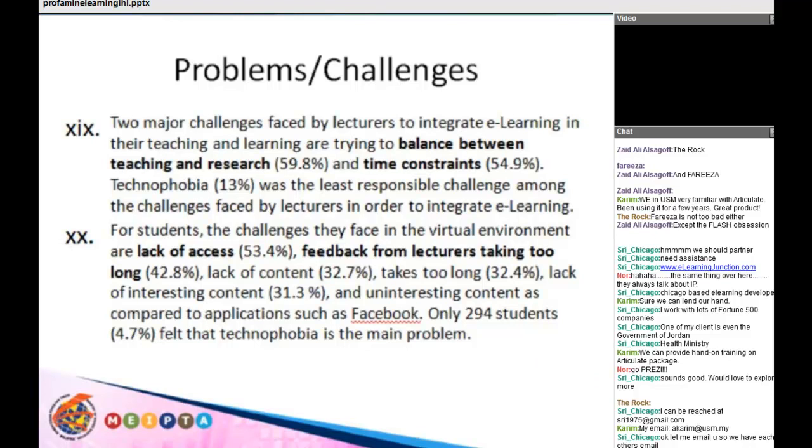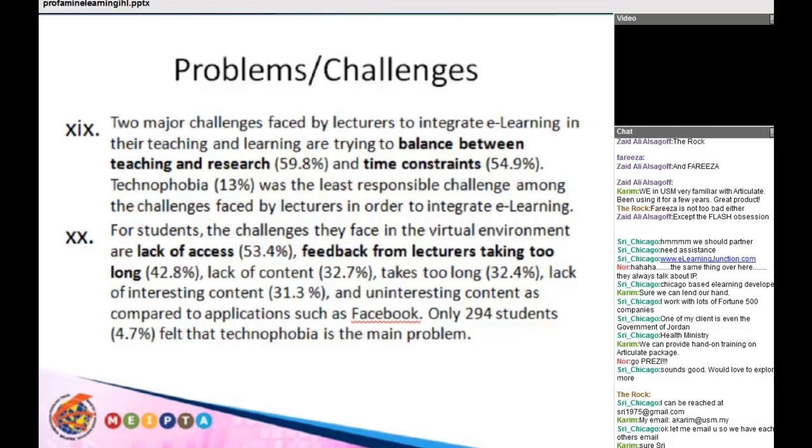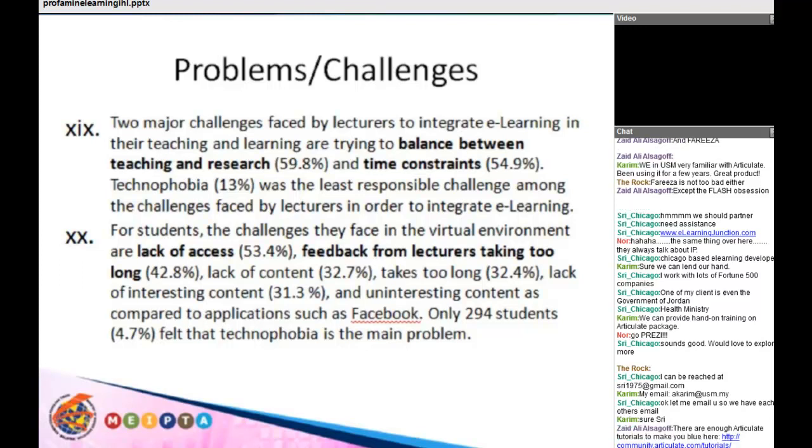Balancing teaching and research, time constraint. From the students' point of view, access is still a problem. Bandwidth, you're not able to access the LMS. And I think this is also important.